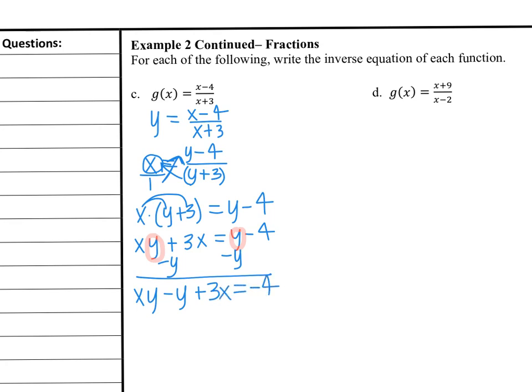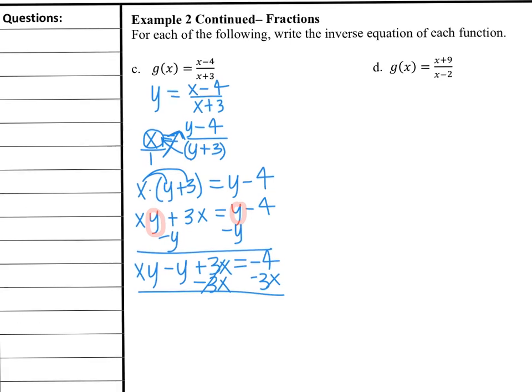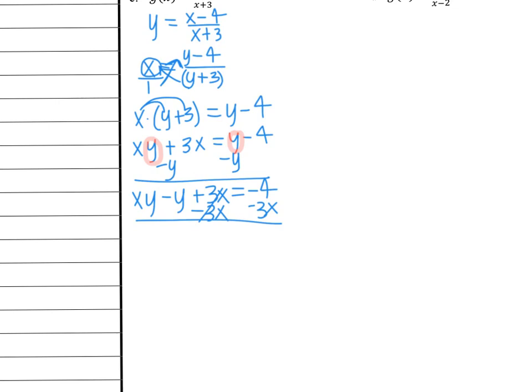And then you want to get your x's on the other side. So I'm going to take that 3x and move it to the other side. So you want all y's on one side and all x's on the other side. The reason why I wouldn't move this one right here is because this one has a y in it. So we want to keep that term. You can't separate them yet because they're attached through multiplication. So at this point, we're left with xy minus y is equal to negative 3x minus 4.